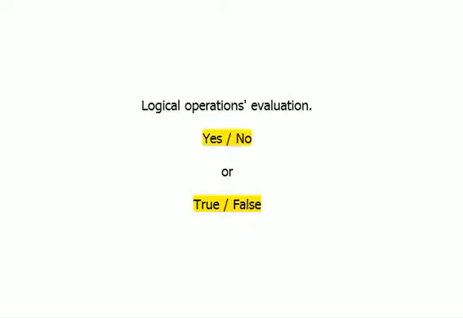It can be either satisfied or not satisfied. It cannot be both or anywhere in between. It is always binary. It is either true or false, or yes or no.